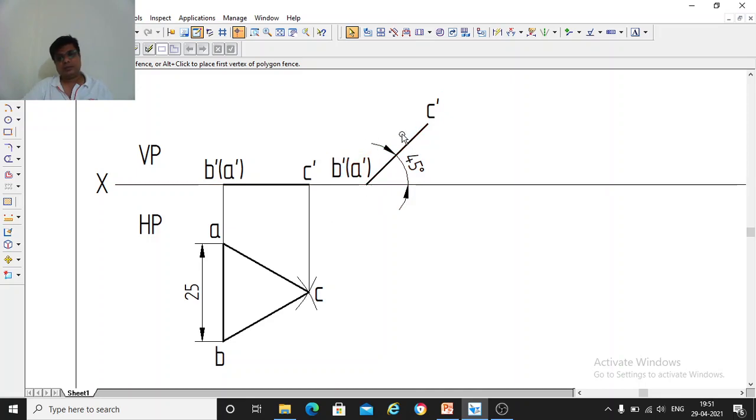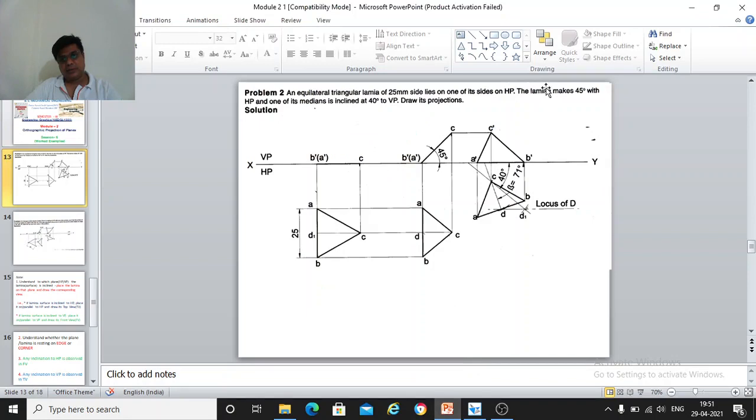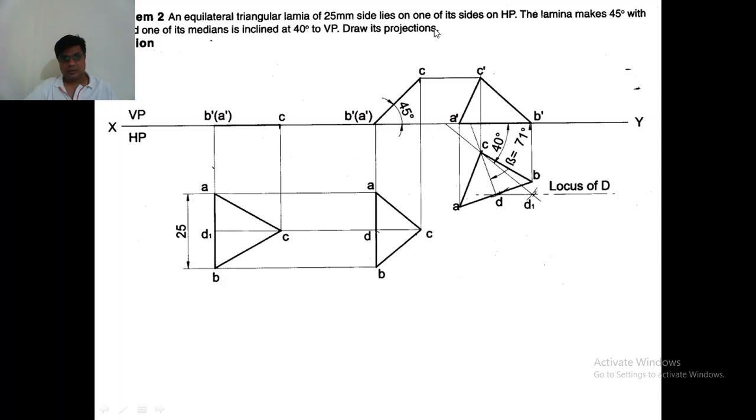So this is the second stage. In this front view, you have satisfied the condition that the lamina is 45 degrees with HP and it is lying on one of its sides on HP. Both conditions are satisfied in this drawing. One condition is that it is lying on its side on HP, so this side is on HP here. You can see it is on HP, and the lamina is making 45 degrees with HP. So both conditions are satisfied in this front view.